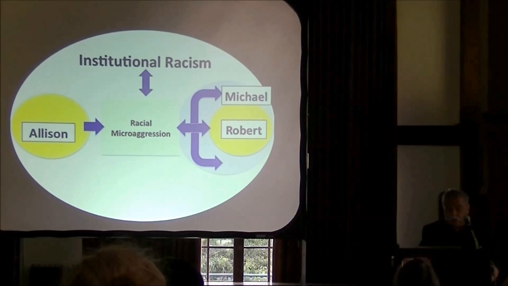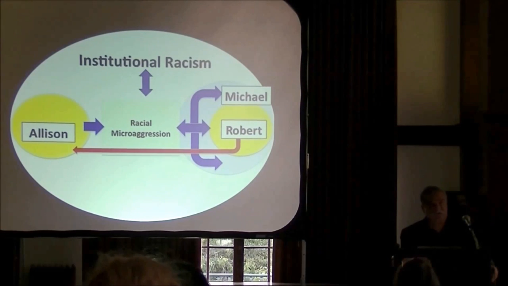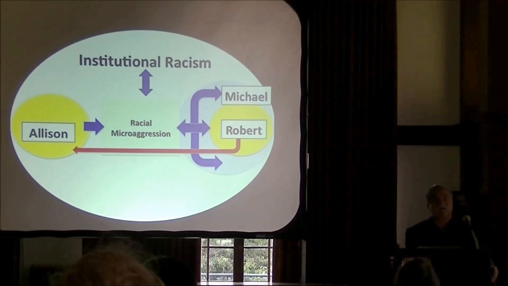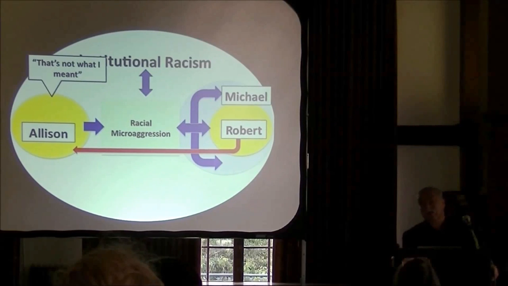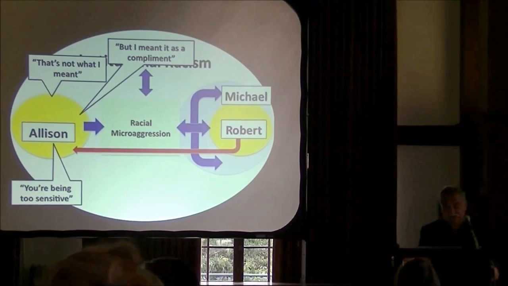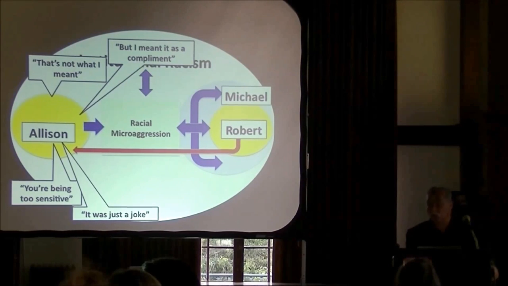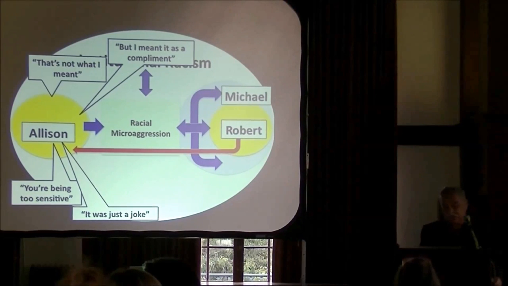Right? And so Robert can respond by saying, "Come again," or he can say something else. But he responds. We can talk about his response later as we move forward in the model. And however he responds, Allison might counter by saying, "But that's not what I meant." Right? She might say, "But I meant it as a compliment." Or she might say, "You're being too sensitive." Or, "It was just a joke. Get a sense of humor." And that's what we often hear in these contexts.